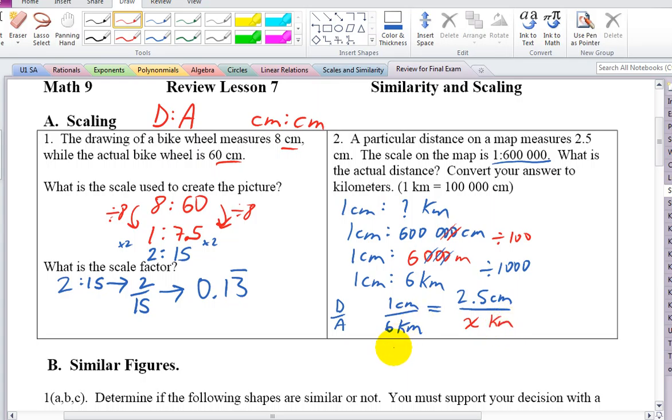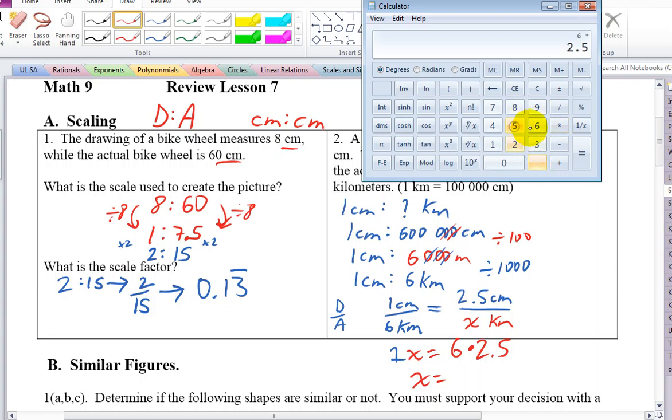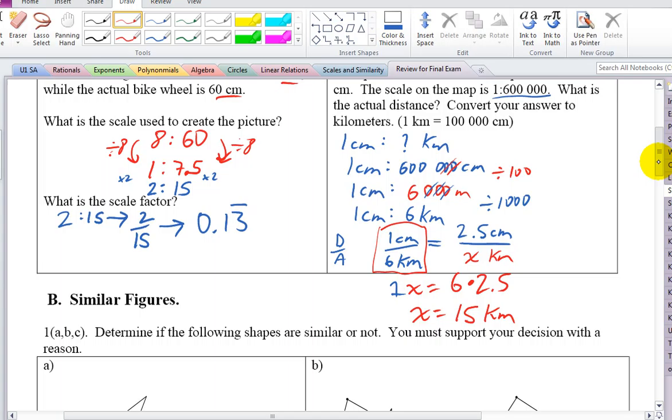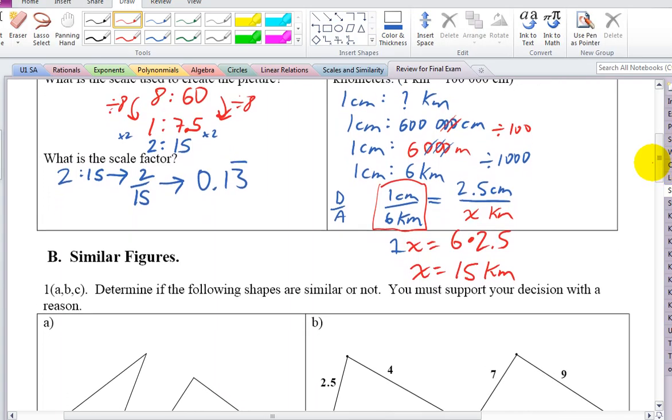So we can cross multiply. 1 times x, or 1x, equals 6 times 2.5. And we get 15 kilometers. Now we got to really watch our units when we do that. What we could do is figure out how many centimeters and then convert to kilometers at the end. But your choice. Typically what you like to do is get your scale into this format, which isn't really correct math-wise, but it works. Any questions?